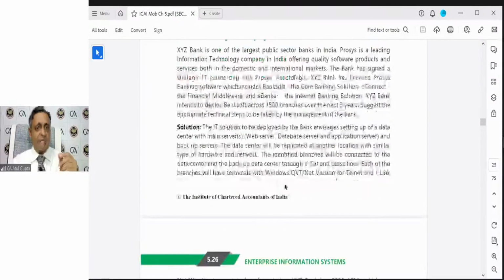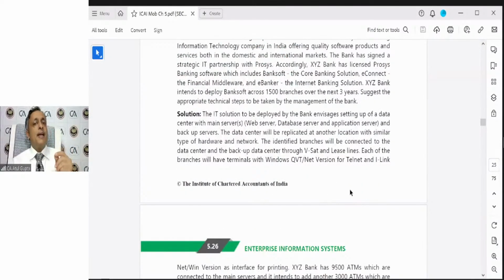So let us read through this. The IT solution to be deployed by a bank envisages setting up of a data center with main server, web server, database server, application server, and backup server. The data center will be replicated in another location with similar type of hardware and network. Now, please understand this word, replicated. This is a very important word. So you will have to remember, because whatever is given in the module is a very minuscule discussion, minuscule information about the whole process. It's a very big process.